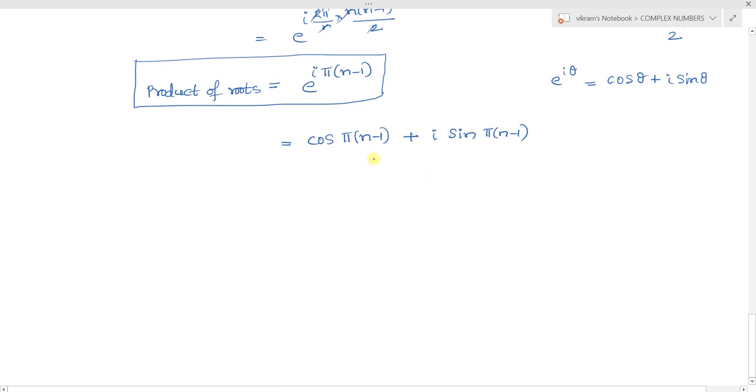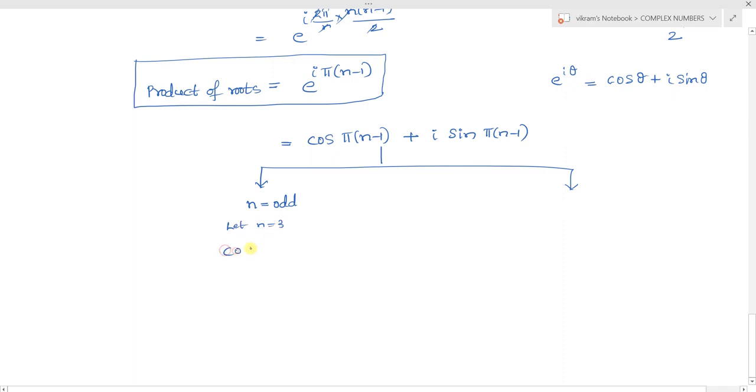Now the product depends on n, whether n is even or odd. Let's consider n odd first. For example, if n equals 3, we obtain cos 2π + i sin 2π. If n equals 5, cos 4π + i sin 4π. So if n is odd, we get an even multiple of π.